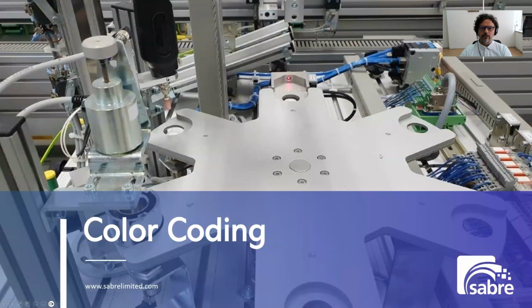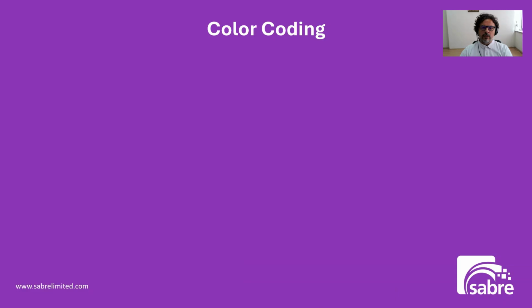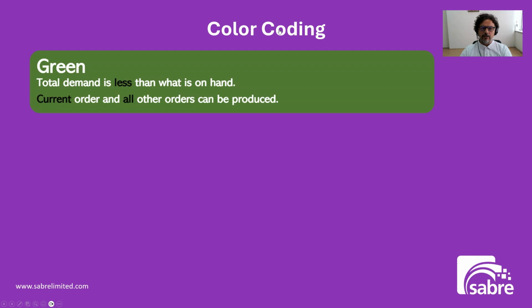The next area I'm going to talk about is the color coding. How does the Available to Produce tool present the data to you? The green color-coded cases will be part of the cases that have enough material and are available to produce.